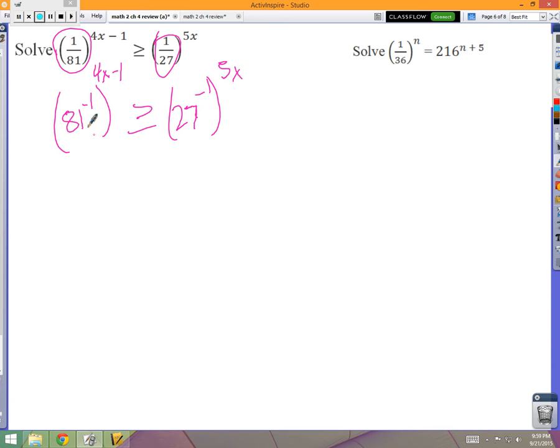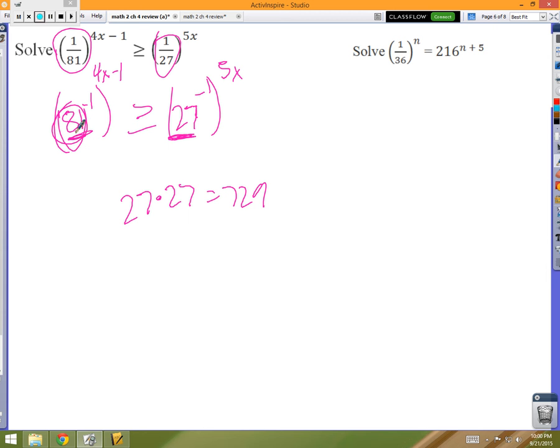Okay, now look at your bases. They're a lot easier to look at as whole numbers instead of fractions. 81 and 27. You look at the big one, and you're going to see if you can turn it into the small one. So 27, on my calculator, I'm going to do 27 times 27. 27 times 27 is equal to 729. So I cannot turn a 27 into an 81.